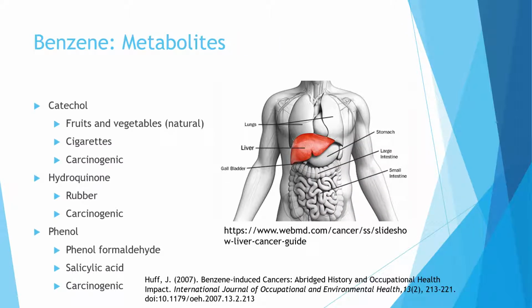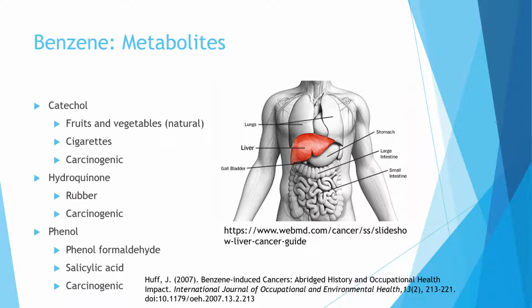So what happens when benzene enters your body? Well, just like anything else, your body's going to try and break it down. And so let's say you ingest some benzene in the form of gasoline. Not sure why you would do that, but just play along. Well, your liver is going to break it down to some metabolites. And 3 of the main metabolites I'd like to discuss are catechol, hopefully I'm pronouncing that correctly, hydroquinone, and phenol.